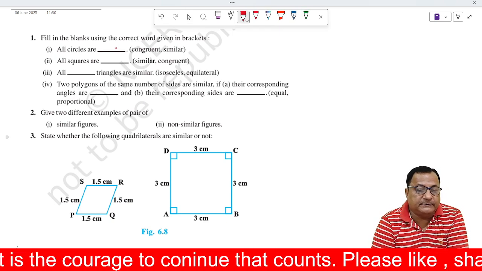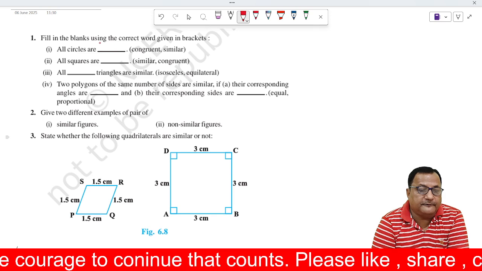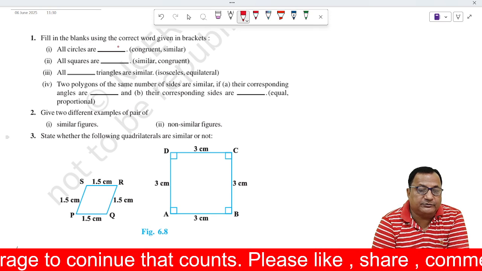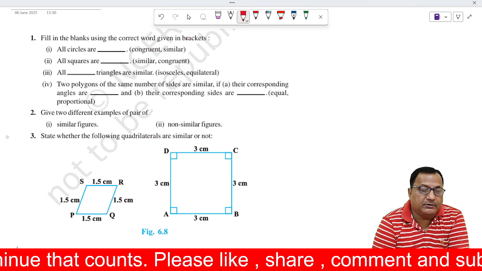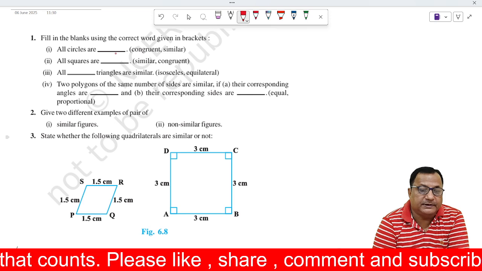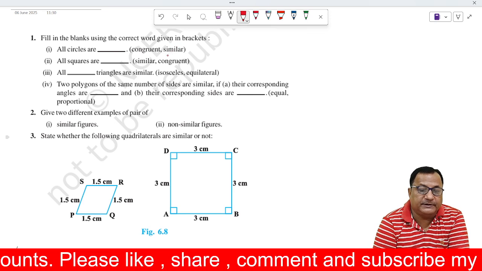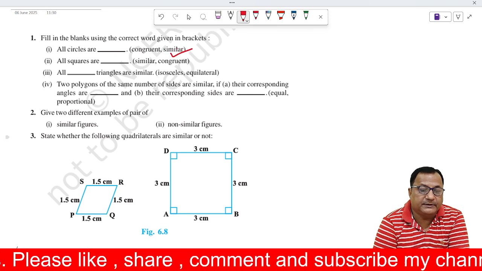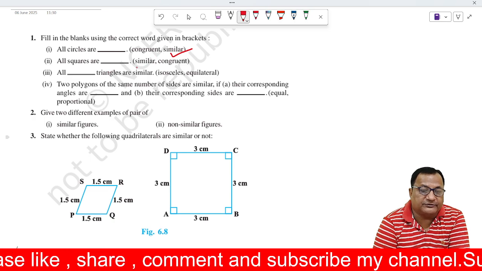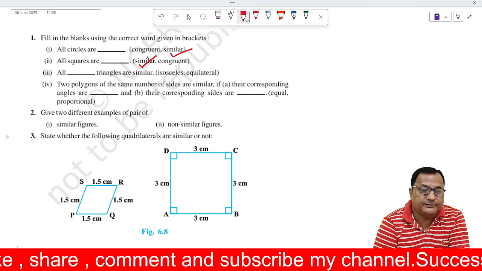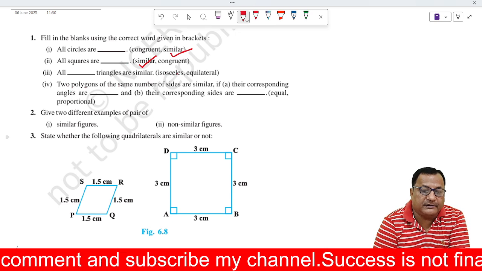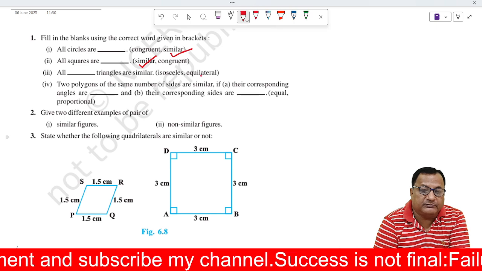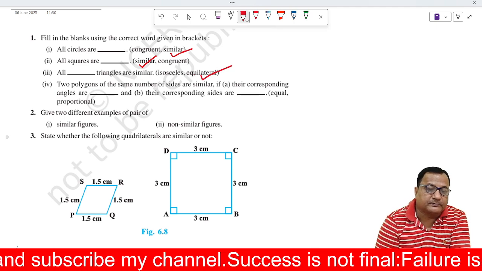See question number 1. Fill in the blank using the correct word given in the bracket. All circles are similar. All squares are similar. All triangles are similar. All equilateral triangles will be similar.